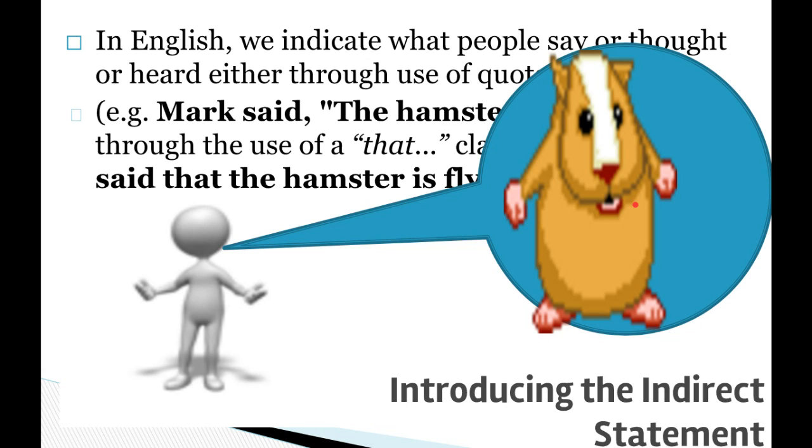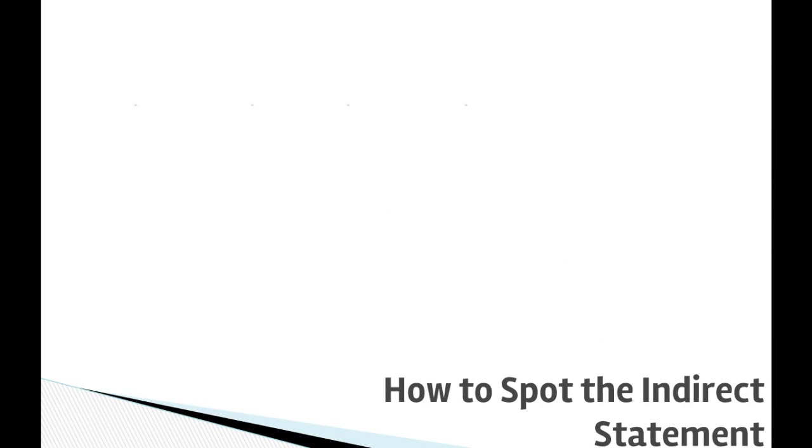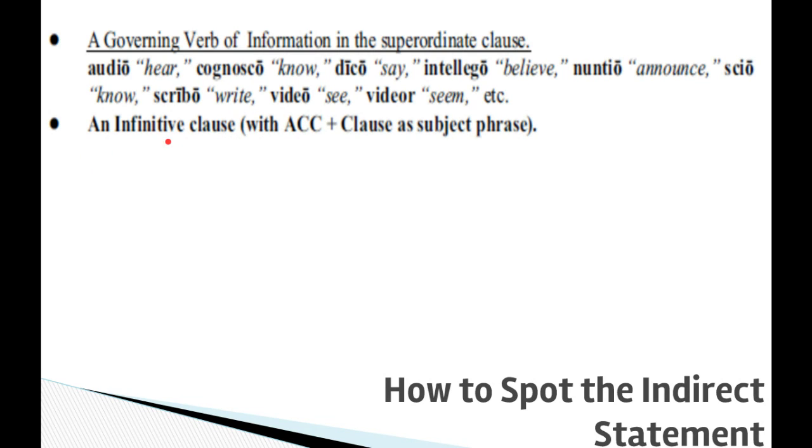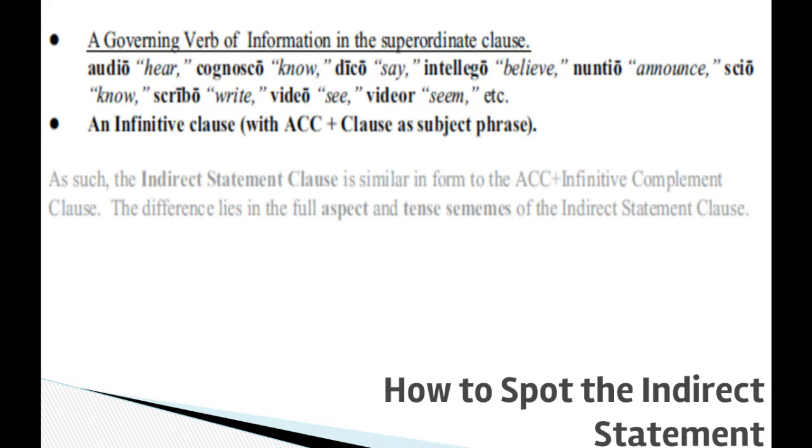We could use inquit, says, and then we directly use quotation marks. Oftentimes not, though. So what you need to discover the indirect statement clause is a governing verb of information in the superordinate clause. Hear, know, say, believe, announce, know, write, see. Anything that deals with a head verb. Anything you do with your head. And then an infinitive clause with the accusative standing as the subject phrase.